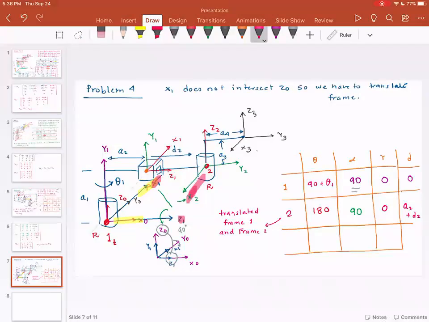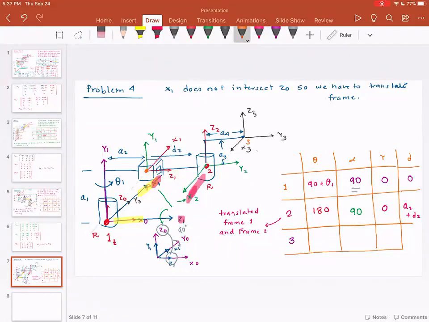And that is what you have for the second. Now let's look at the last column. So far so good. In the last column, I have number 3. So number 3 is the relationship between frame 2 and frame 3.